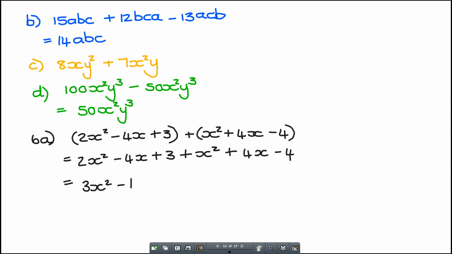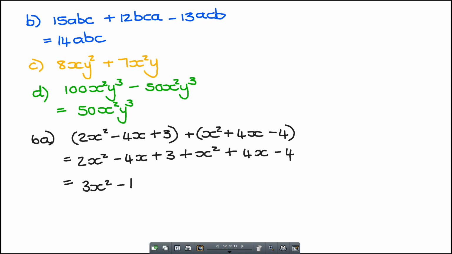Okay, so at C, 8xy squared plus 7x squared y. Have a look at those variables. The first one has x, and the second one has x squared. Then the first one has y squared, and the second term has just y. So are they like terms? No. And because they're not like terms, can I add them? No. So you'll see that I basically just rewrote the question here because I can't go any further than that. That is simplified already. Okay?